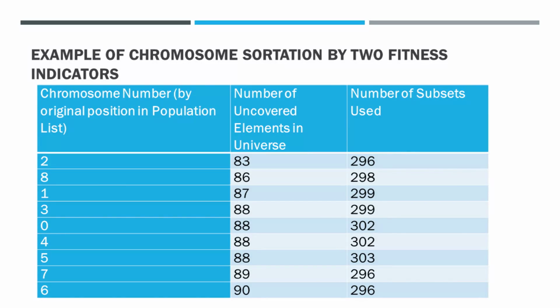So you can see that we would select chromosome number 3 in the initial population first because it has a low number of uncovered elements and a lower number of subsets used as compared to chromosome 5 in the initial population, where we have 88 and 303 subsets used.